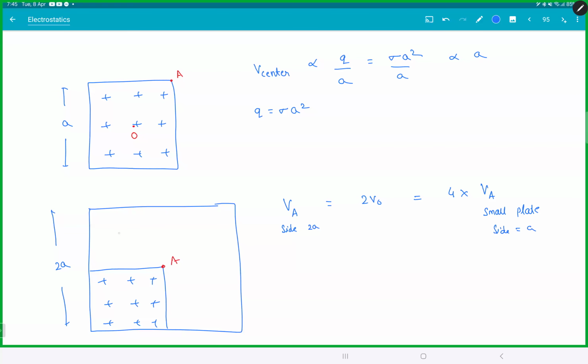Does that make sense? Because there are 4 plates here, 1, 2, 3, and 4. Each plate is providing, by symmetry, the same potential. So the big plate's potential must be 4 times the small plate's. So from here we get 2V naught is equal to 4VA. So V naught by VA is 2:1. Are you getting how we argued with the symmetry?